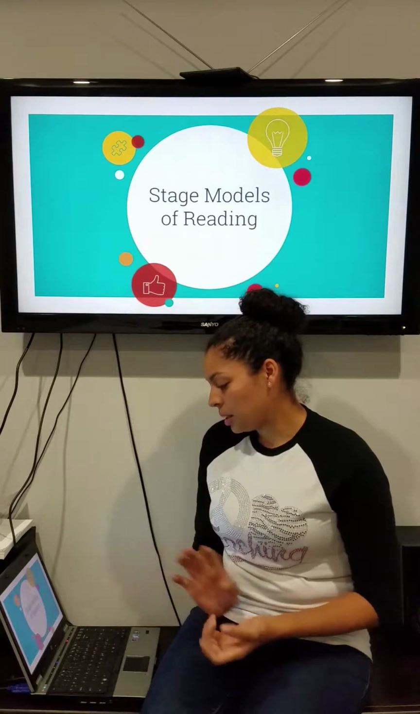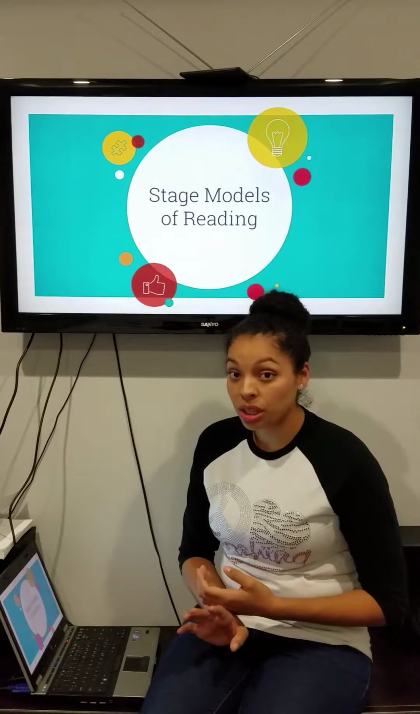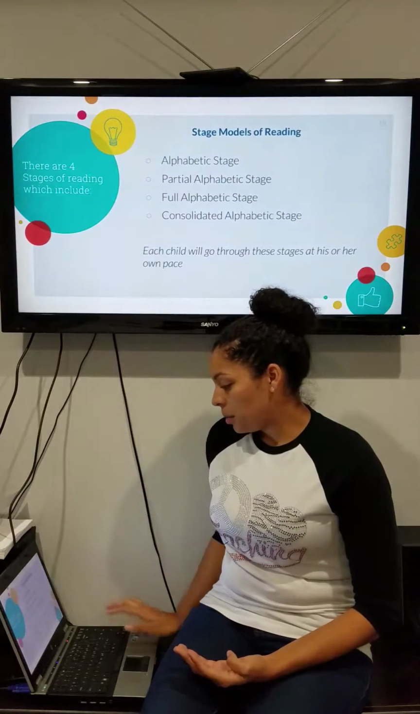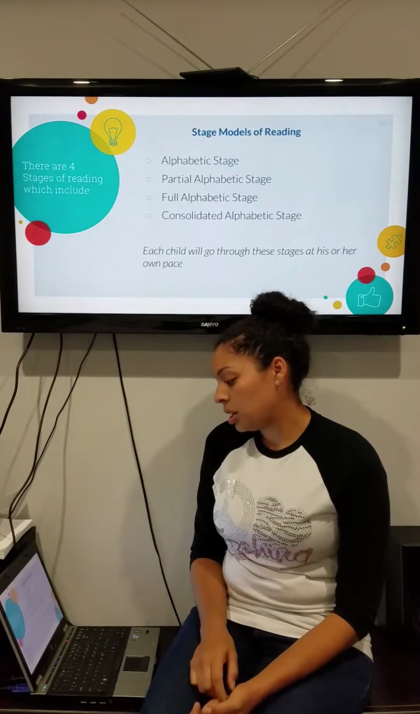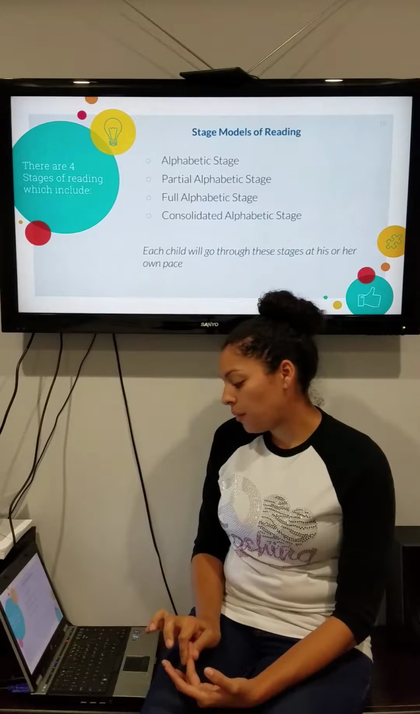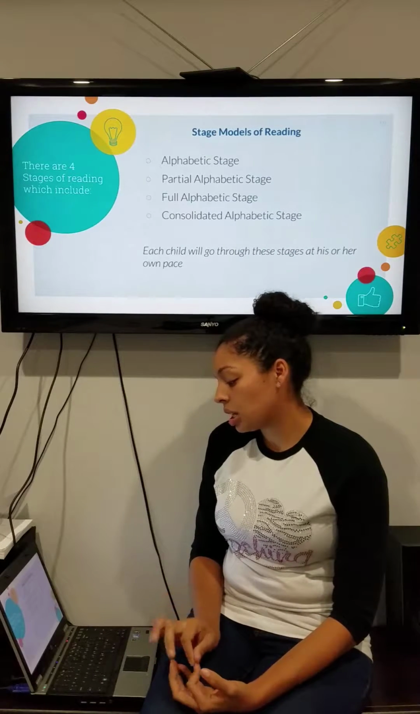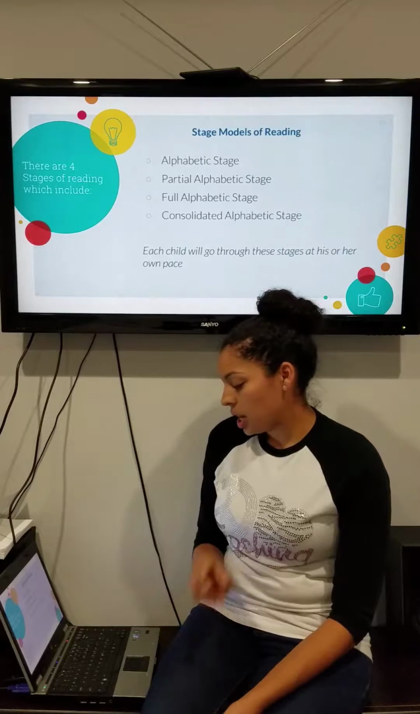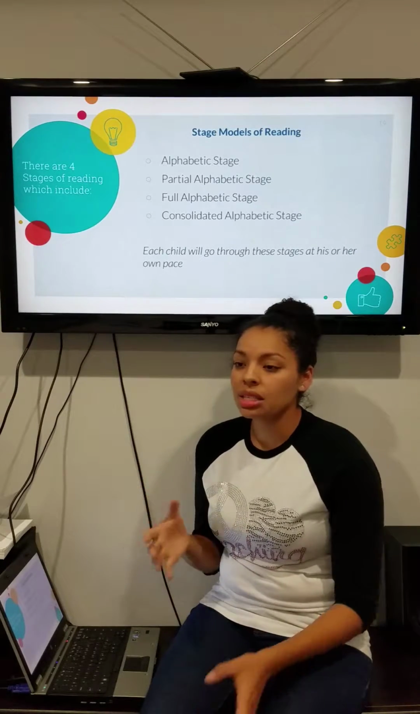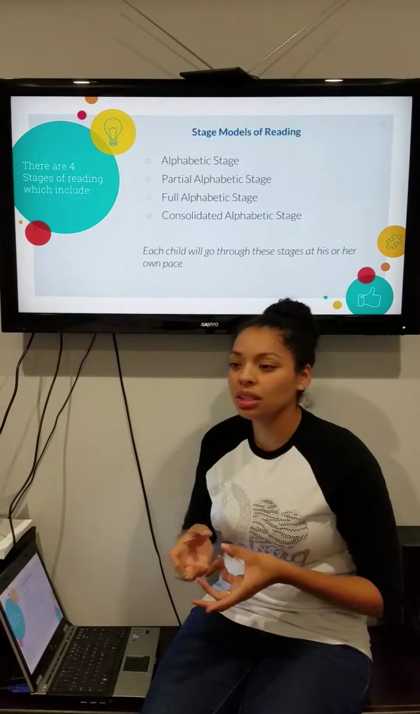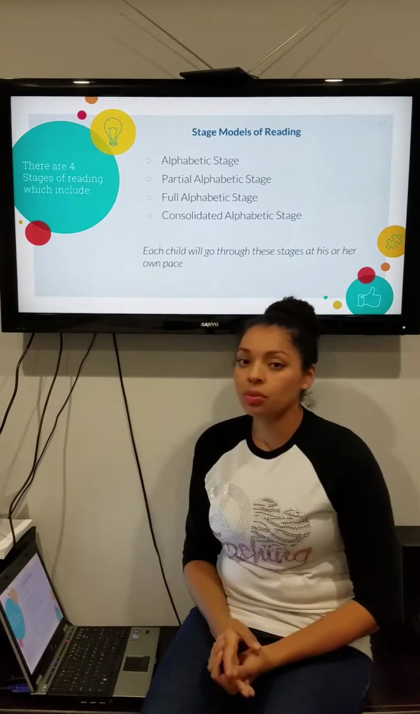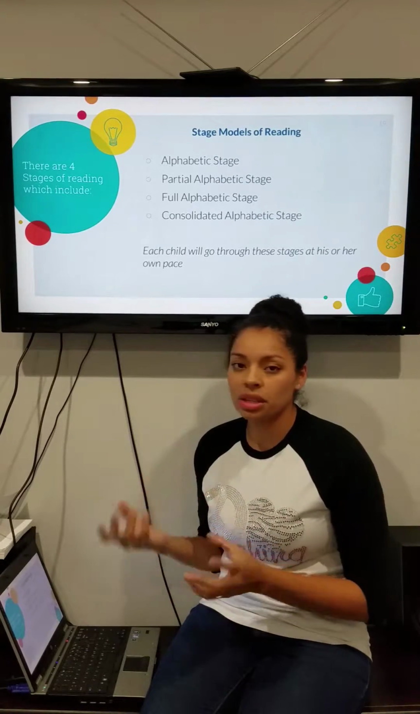Now I'm going to be talking about the stage models of reading. These are also 4 stages. So the 4 stages of modeled reading are the pre-alphabetic stage, the partial alphabetic stage, the full alphabetic stage, and the last, which is the consolidated alphabetic stage. And each child goes through these stages at his or her own pace. There's not really an age that you can label a child, saying at this age they're going to be at this stage, because everybody develops differently.